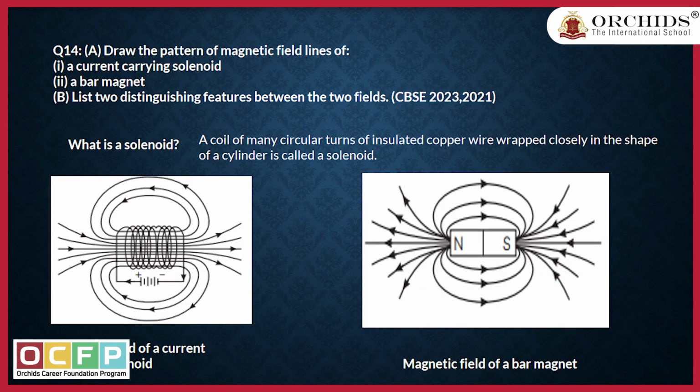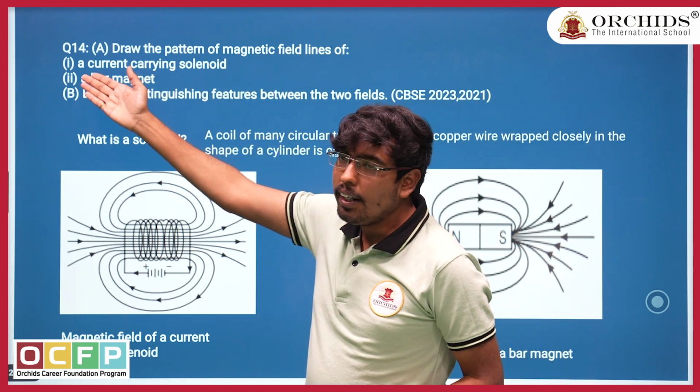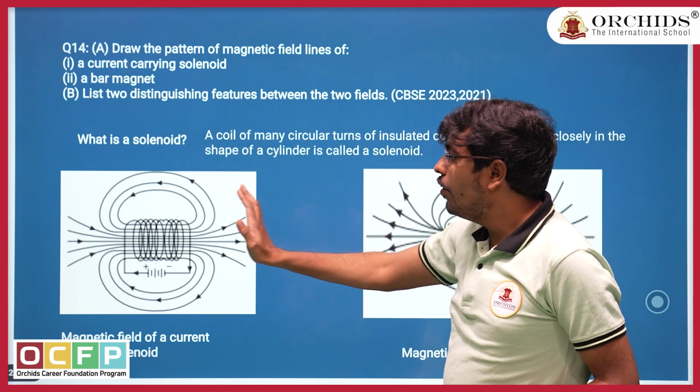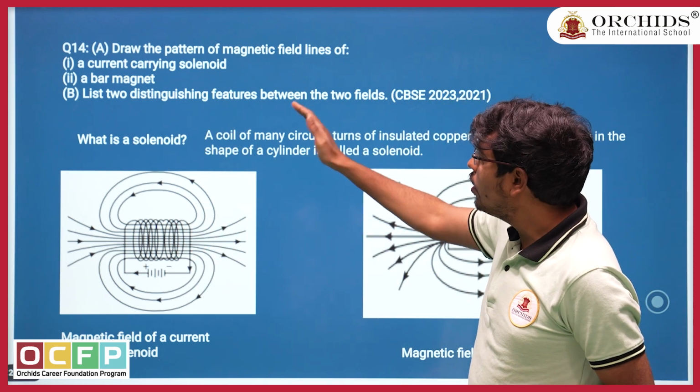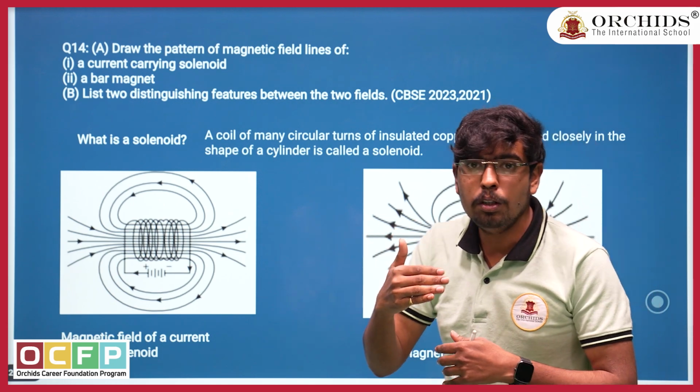The next question is again a diagrammatic question. They asked us to draw the diagram of the magnetic field lines of a current carrying solenoid and a bar magnet. Then we have to compare these two, and the third part is about how both are similar and whether there are any dissimilarities.